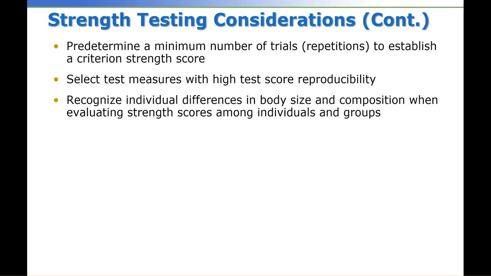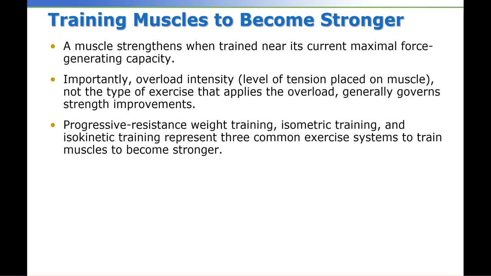Recognize individual differences in body size and composition when evaluating strength scores among individuals and groups, because you have specificity, but you also have diversity of the people you're actually training. When you look at strength scores, some of it is relative to weight. So if someone is heavier and lifting more weight than someone who weighs less, their relative strength score might actually be lower, versus the absolute, which is how much they're lifting. Someone lighter who is lifting less, based upon their body weight, may actually be stronger, which deals with relative strength.